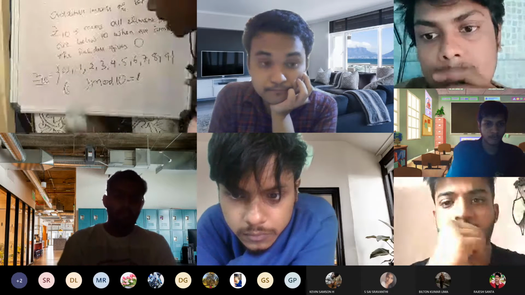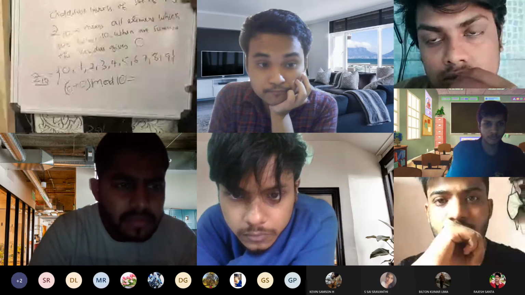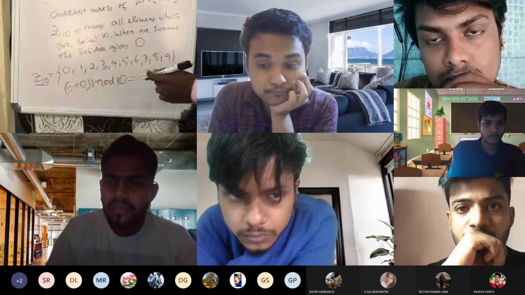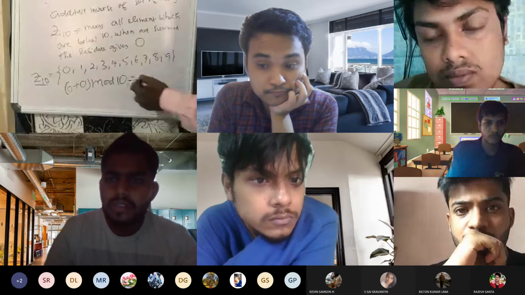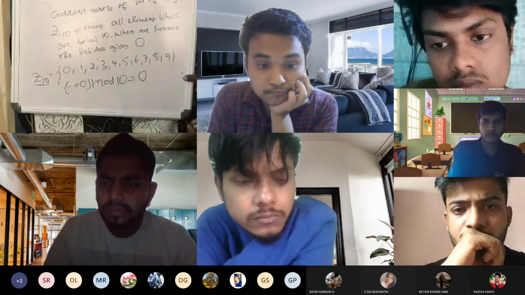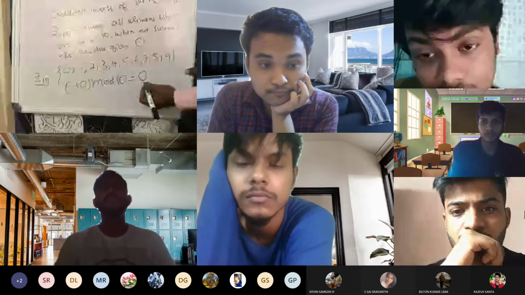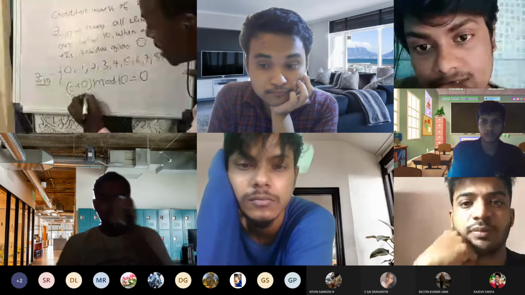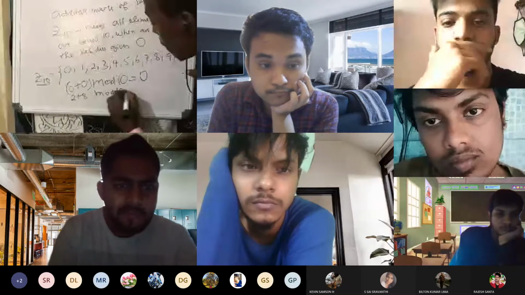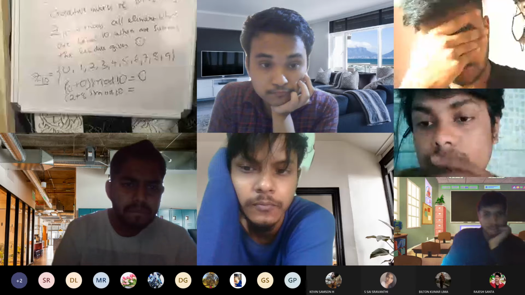If I take the pair 0, 0, what is the remainder for this? 0 mod 10. The remainder is 0. Okay? Which means the pair 0, 0 can give us an additive inverse. Now, if we take 2 plus 8 mod 10, what is the remainder for this one? 2 plus 8 mod 10. What is the remainder for this?